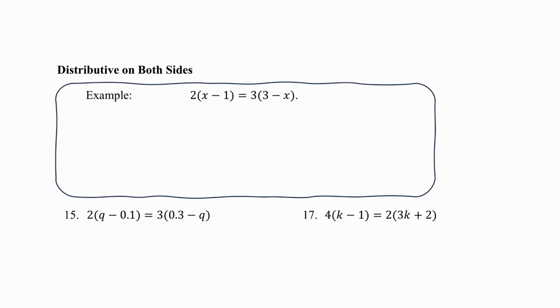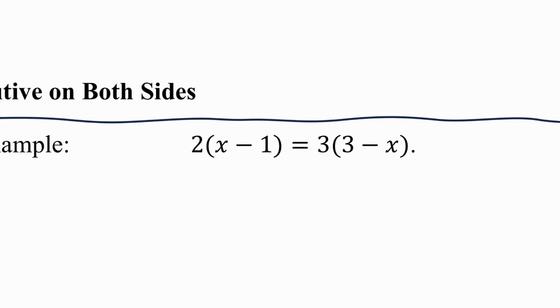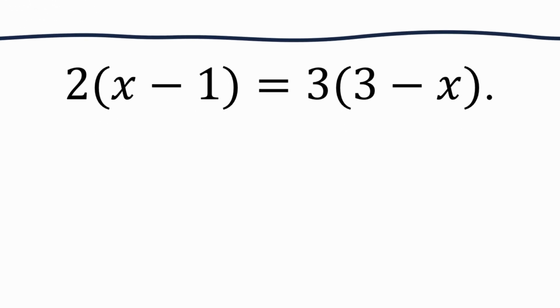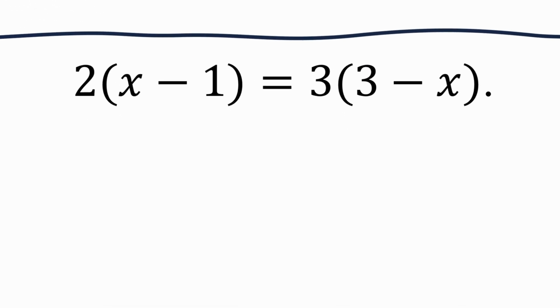Now we are moving on to the third part of this assignment, the distributive property on both sides. You have the example over here: 2 times (x minus 1) equal 3 times (3 minus x). You can see you have the bracket on both sides. What you're supposed to do is multiply each term inside your bracket with the term outside the bracket. That is 2 times x, 2 times negative 1, and on the right hand side 3 times 3, 3 times negative x.